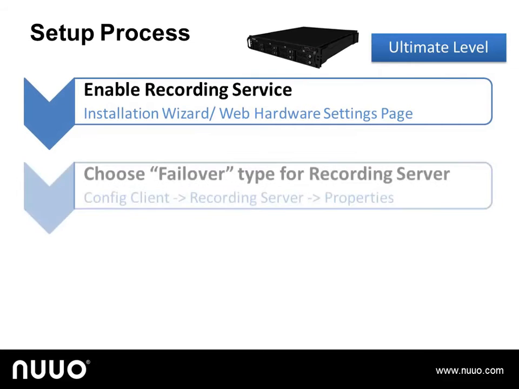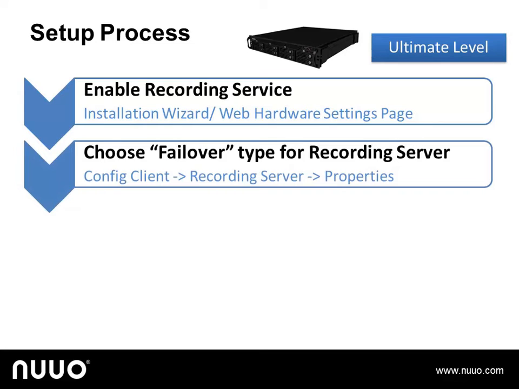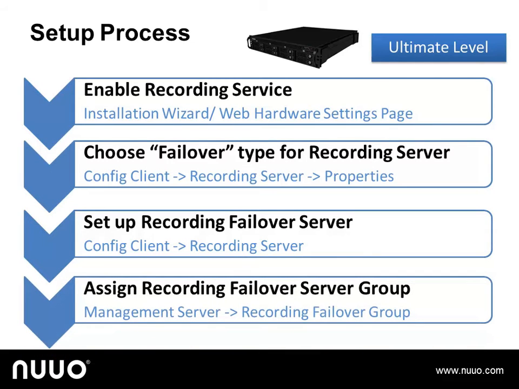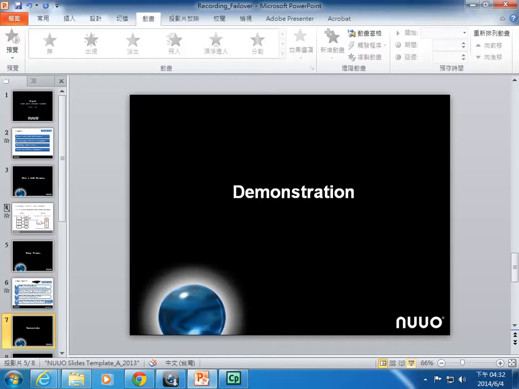2. Second, we need to choose the failover type on the Config Client and Recording Server Properties page. 3. Assign desired settings to the recording failover server, including the volume group, auto backup, and event action sections. Next, assign the recording failover server to a failover group on the management server, recording failover page. You're done. You can now verify that all settings are in effect by carrying out a recording failover simulation.